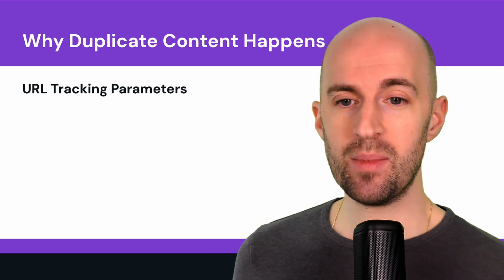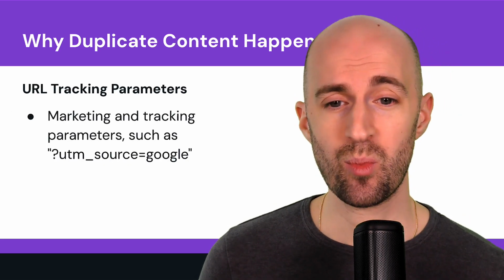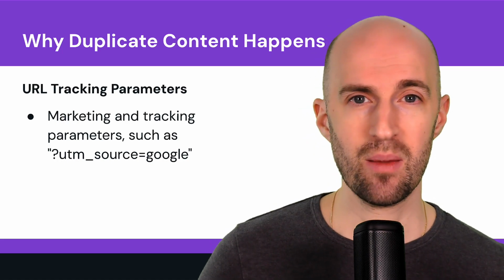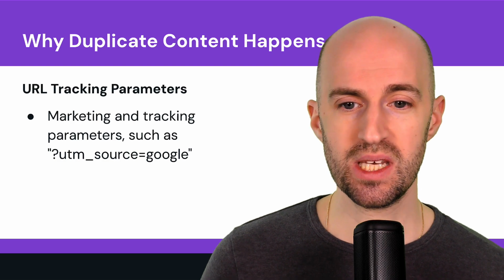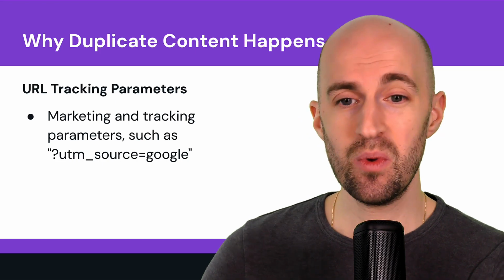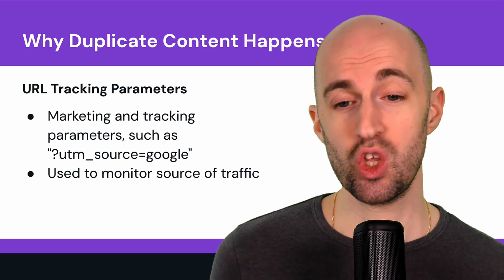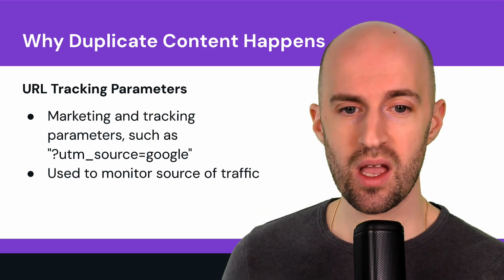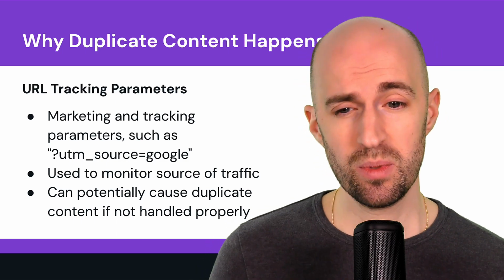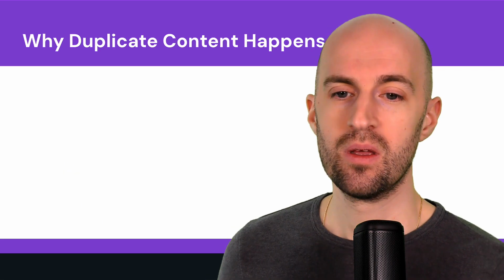Then URL tracking parameters. Sometimes there are different marketing and tracking parameters that are used by analytics software or affiliate platforms. So utm_source equals google, and that same page can be accessed by removing those tracking parameters. These parameters are used to monitor the source of traffic and other information. And this can potentially cause duplicate content, again, if not handled properly.